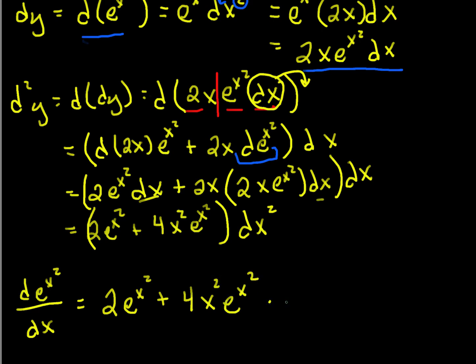That was bad notation on my part, thank you for catching that. Okay, so that's the second derivative of e to the x squared.